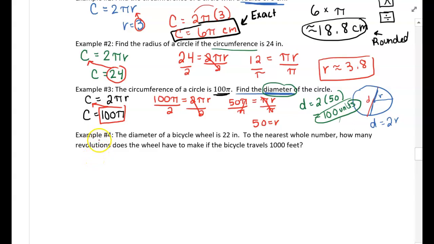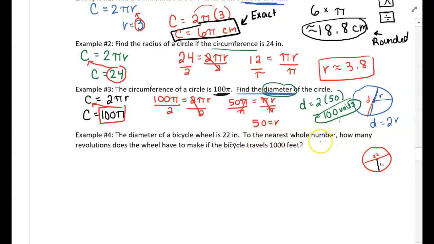All right, let's look at example 4. This one's quite a bit more complicated. It says the diameter of a bicycle wheel is 22 inches. If I know my diameter is 22, that tells me that my radius has to be half that, which is 11. Because remember, I have to multiply my radius by 2 to get my diameter, so to get my radius, I have to divide my diameter by 2. 22 divided by 2 is 11. So 11 is my radius.